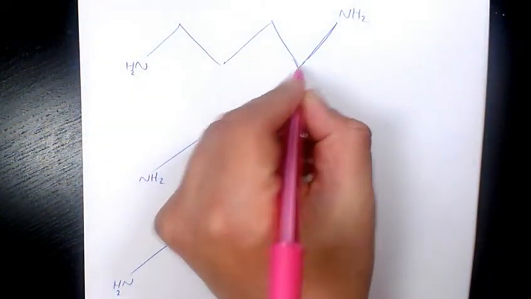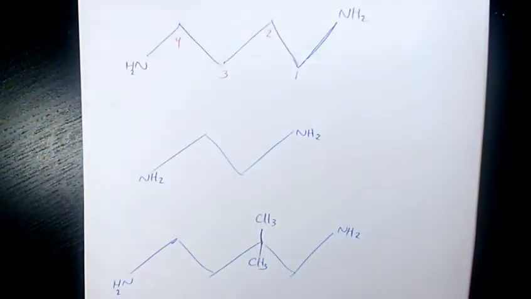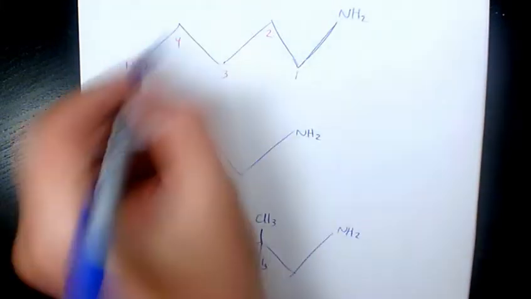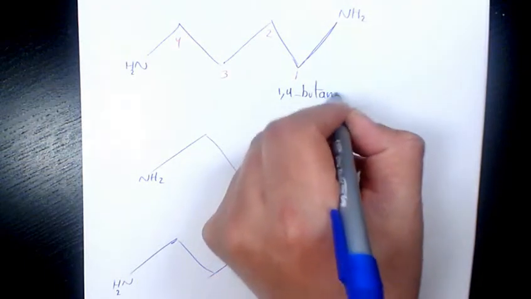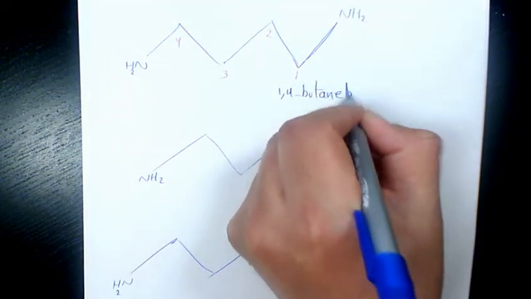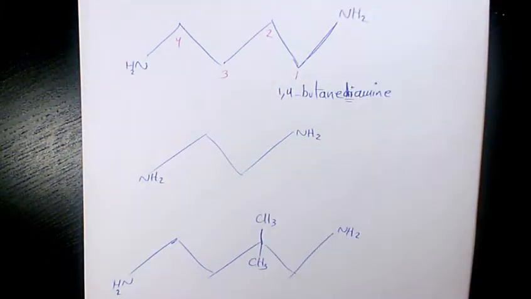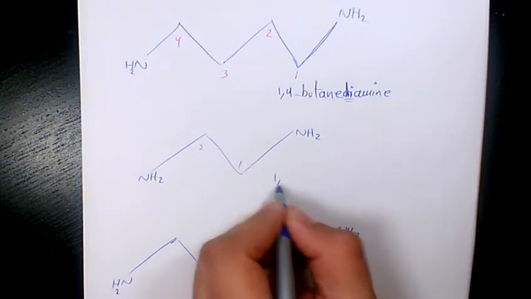We have carbons here, 1, 2, 3 and 4 carbons, and we have 2 amino groups. So we're going to say it's going to be 1,4-butanediamine, or diamine.